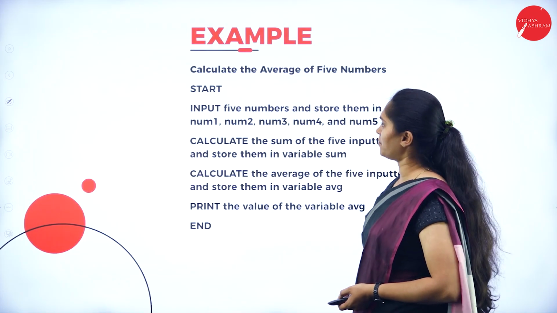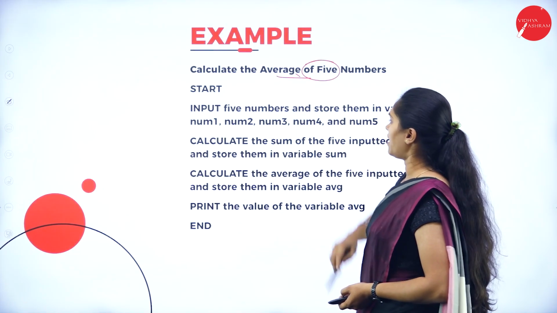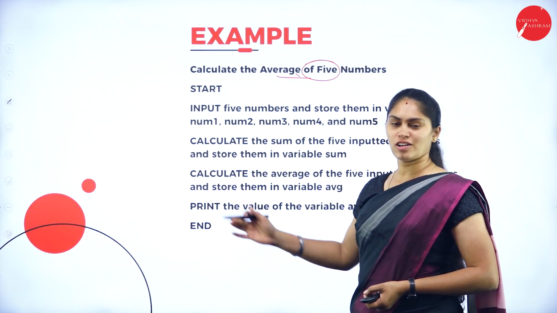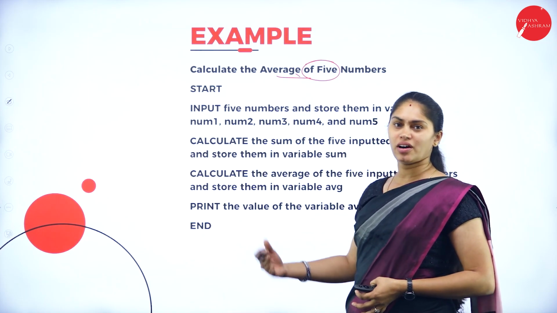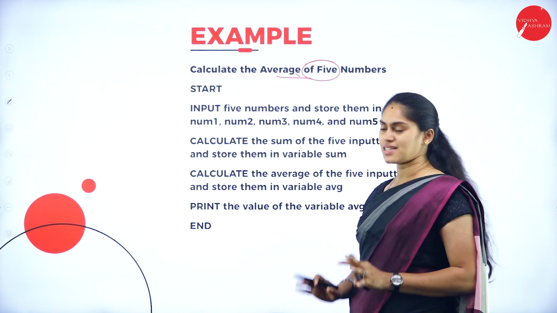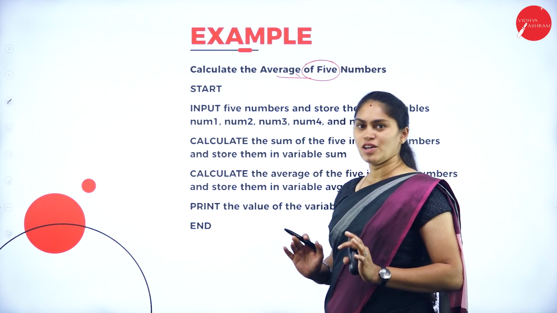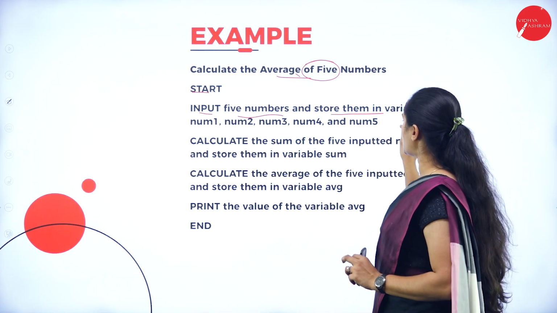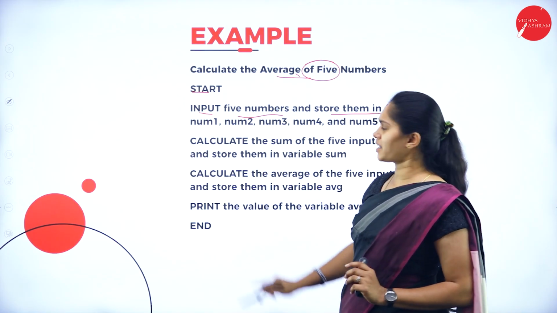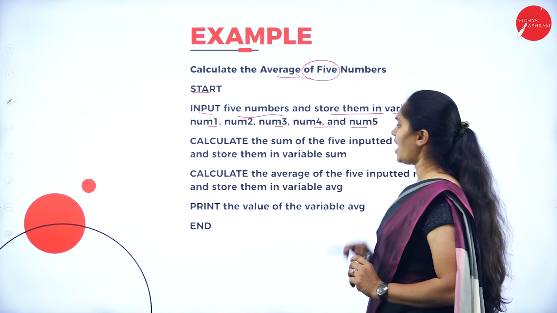Here you can see the example. Mainly we are calculating the average of 5 numbers here. This is not looking like an algorithm; it is neither an algorithm nor a flowchart. Just by using simple words and phrases, we write the algorithm: start, and we input 5 numbers and store them in variables. Those numbers can be num1, num2, num3, num4 and num5.